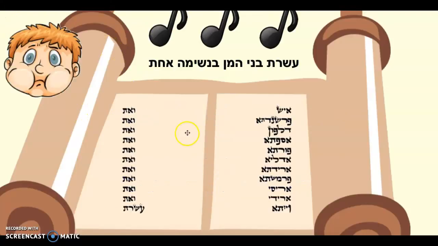Finally, there is a special way to read the 10 sons of Haman who were executed. That is Benishima Achat, in one breath, together with the 3 words before and the word aseret afterwards. And here is an attempt to do that.